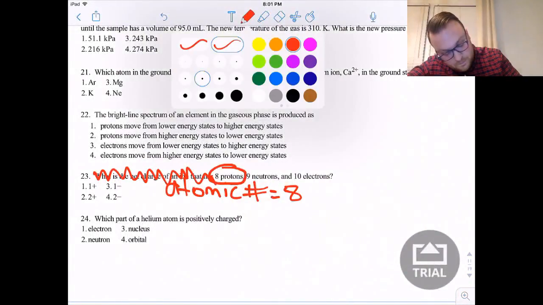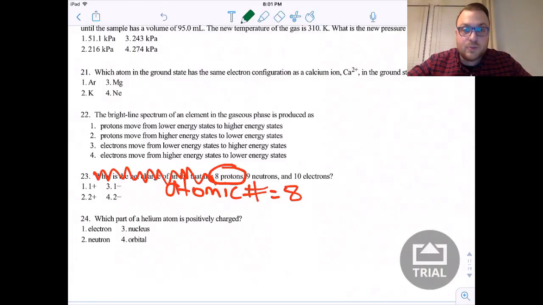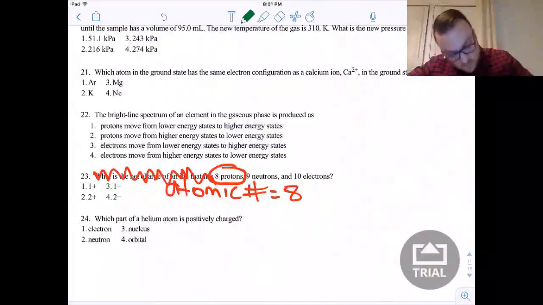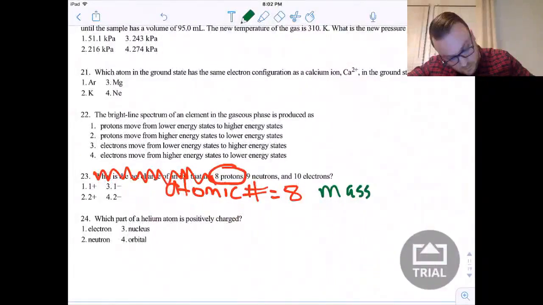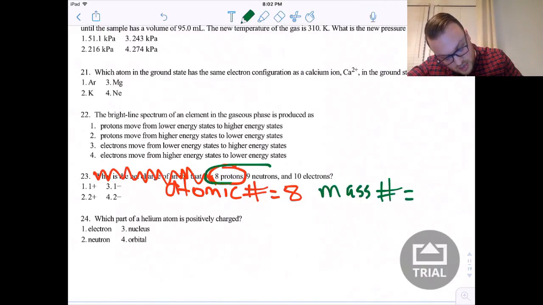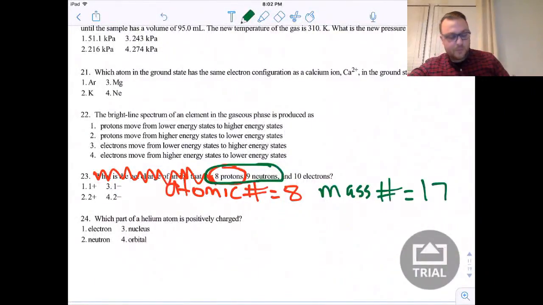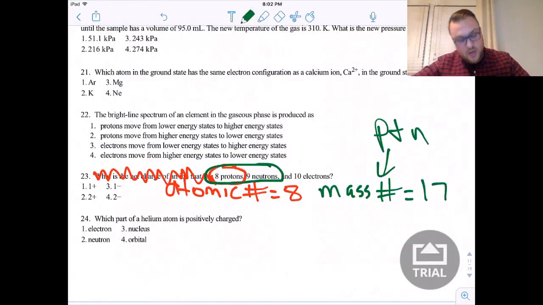If it asks for mass number, mass number is protons and neutrons. And 9 plus 8 is 17. You shouldn't need a calculator. So mass number is protons and neutrons. And however that's organized, if you see mass, protons and neutrons.